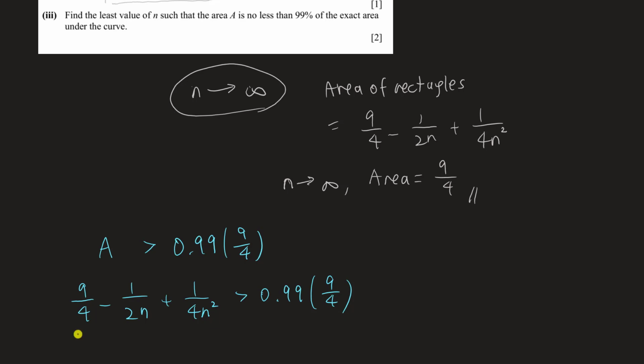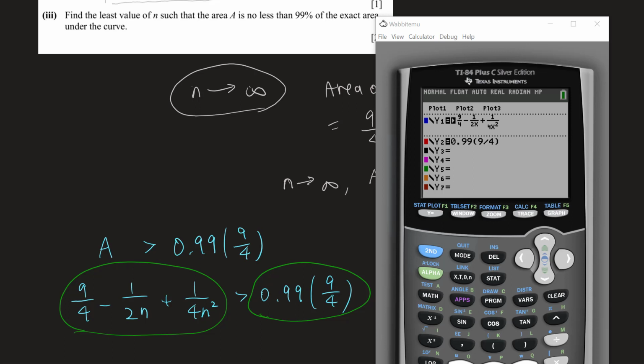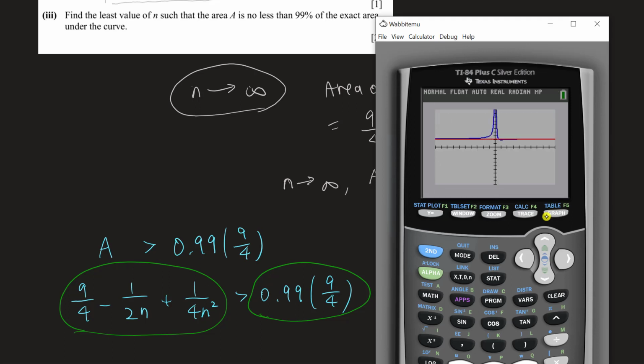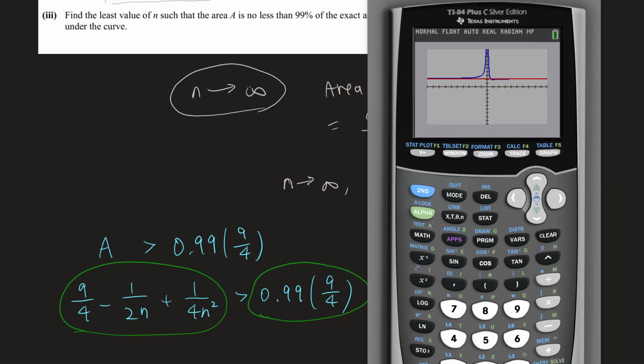Go to your GC, plot in this graph, plot in this. So once you have put both of these graphs onto the GC, then you will get something like this. Go to graph, get this funny looking graph. Now remember, we are looking for an n value such that the blue graph, which is the one on the left, first exceeds the red color horizontal line. So we expect this n value to be positive because n represents the number of rectangles. So we have to adjust our window a bit.